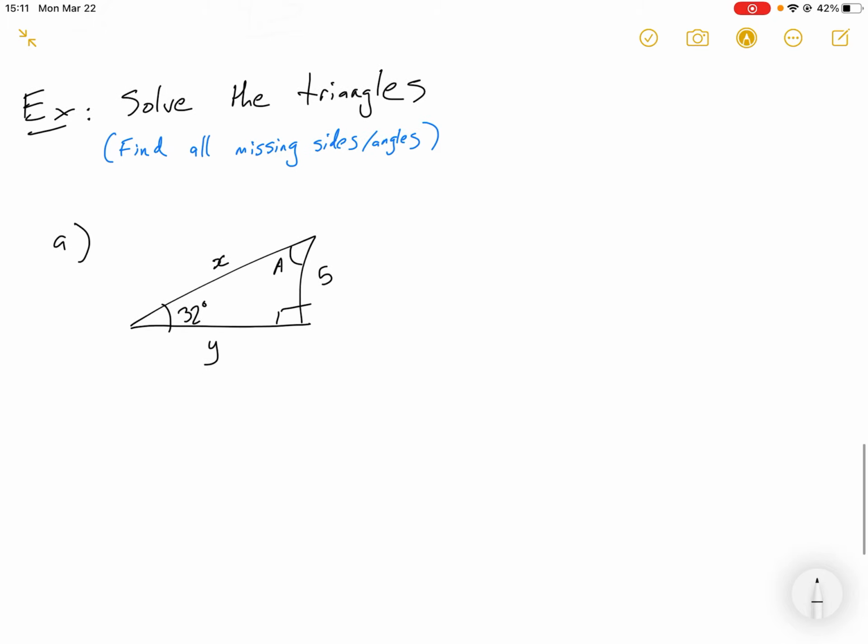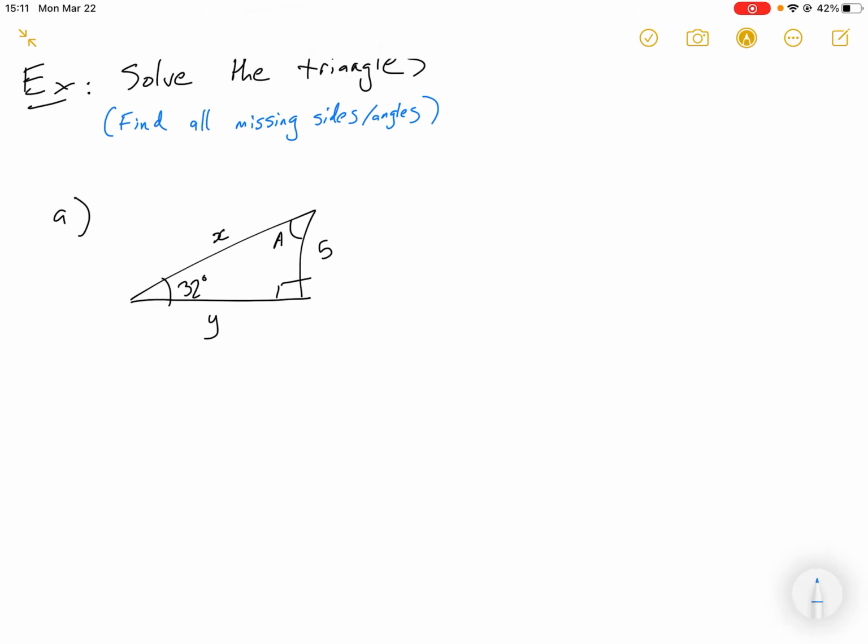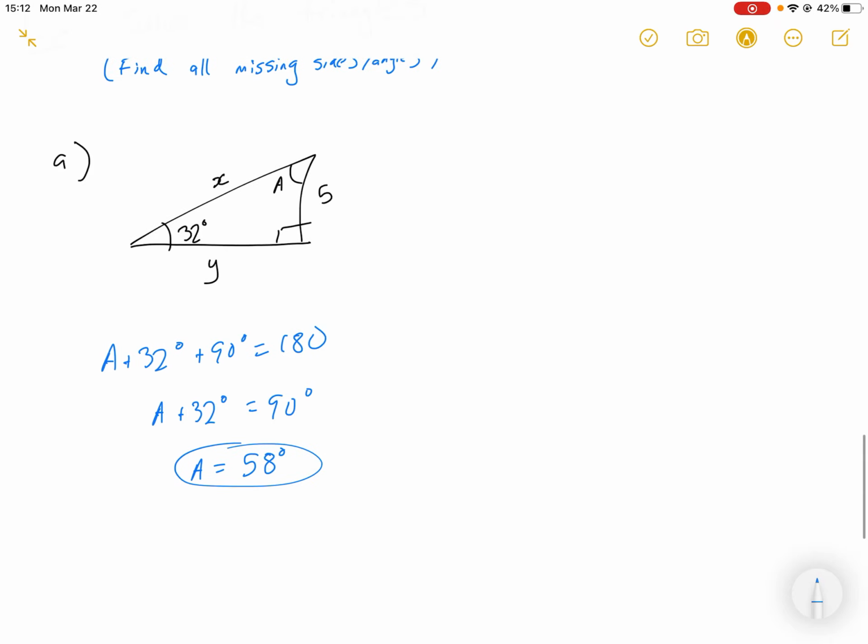All right. So to begin with, it's probably the most straightforward to solve for A, because the angles in a triangle have to add up to 180. And we already talked about this. You don't even need that 90. All you really need is that these add up to 90 degrees. And so if we do that and solve for A, we should end up with 58 degrees. So we're already 1/3 of the way there.